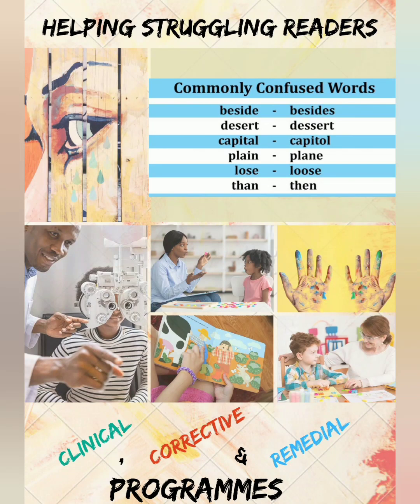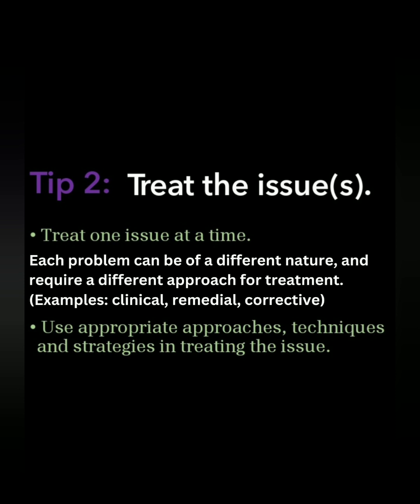Today we continue our series about tips for helping struggling readers. We were at tip number 2 in our last session, which says treat the issue. And I highlighted that we should treat one issue at a time, and we must be mindful of the fact that each problem could be of a different nature. So we have to ensure that the approach we're using is able to treat that specific problem.